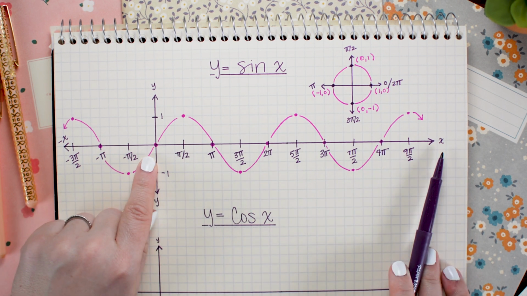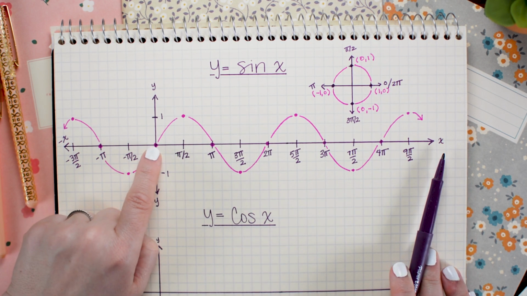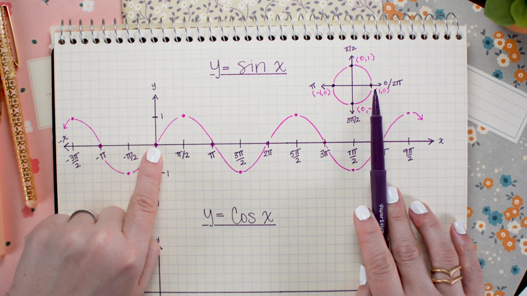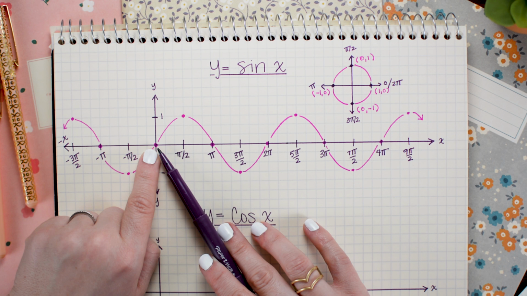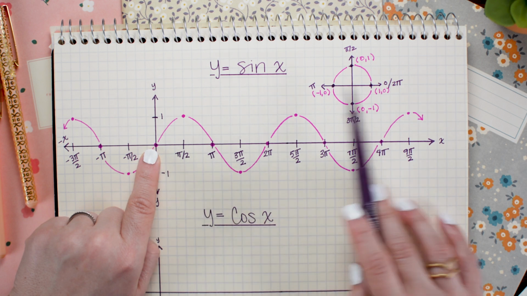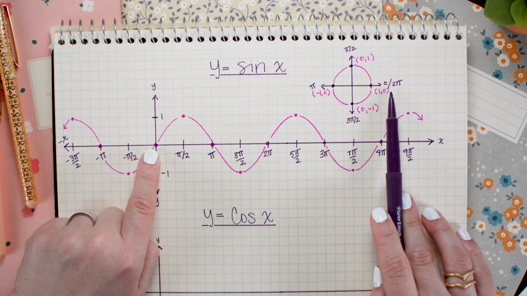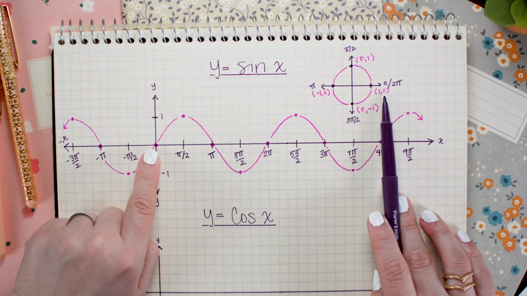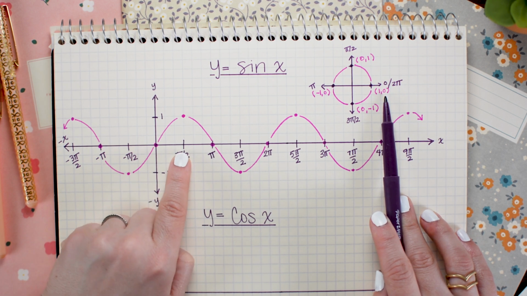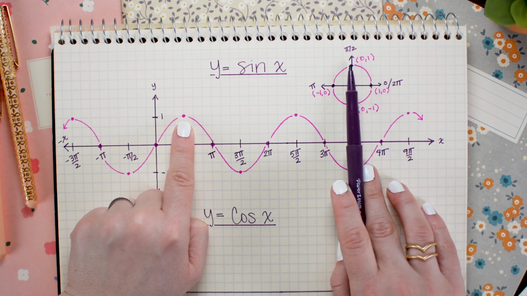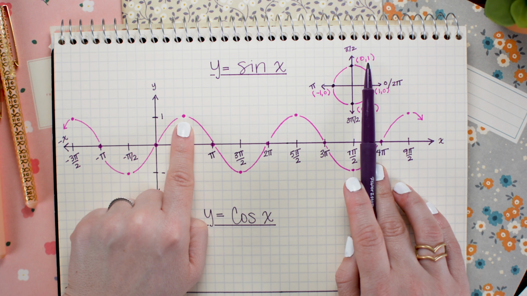So remember, our x-axis represents radians. So at 0 radians, which would be right here, our y value or our sine value should be 0, since I have a point at 0, 0. If I look on my unit circle at 0 radians, my y-coordinate, which is sine, is 0. So 0, 0. That matches up. Now if I go to pi over 2, on my graph I have a positive 1. Let's look here. I go to pi over 2 and look at my y-coordinate for sine and see that it is positive 1 as well.